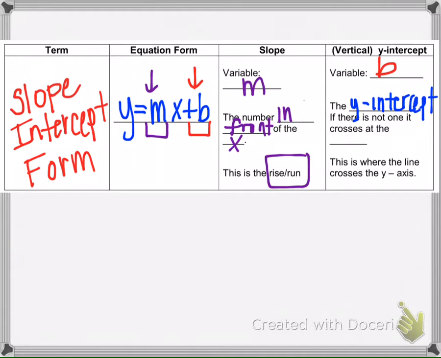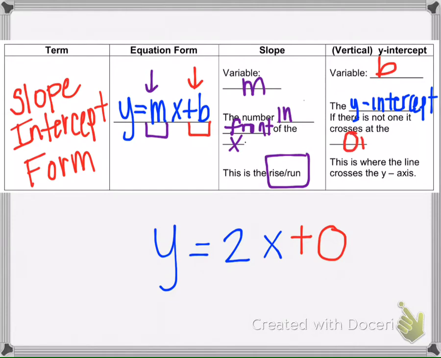And if there is not one, so for example, y equals 2x, so it doesn't have a number here being added or subtracted, then it's like 0. You can add 0 to anything and it doesn't affect it. So if there's not a b value, it's 0. So it crosses at the origin.